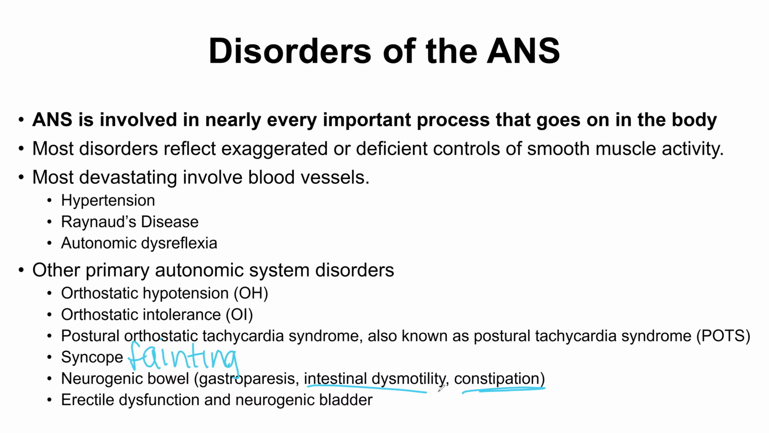Neurogenic bowel, so basically this just occurs whenever you have some sort of constipation or inability to move things throughout the intestines. And then erectile dysfunction and neurogenic bladder. So neurogenic bladder would be when you can't control your urination. And then erectile dysfunction also can tend to be an autonomic disorder.